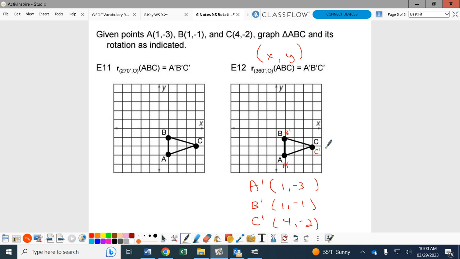So we have 360, you don't change it? There's no change when you do 360. It's basically like going around in a circle and you end up right back where you started. That's what 360 means. Yep. Anybody else?